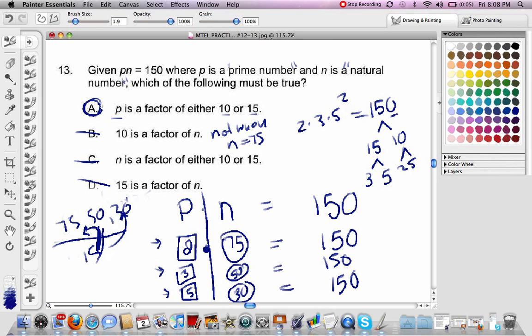A is the only answer that works, where the prime numbers 2, 3, and 5 are either factors of 10 or factors of 15. And this is a very important construction, either or. It means the prime number only has to work for one of them, not necessarily both.